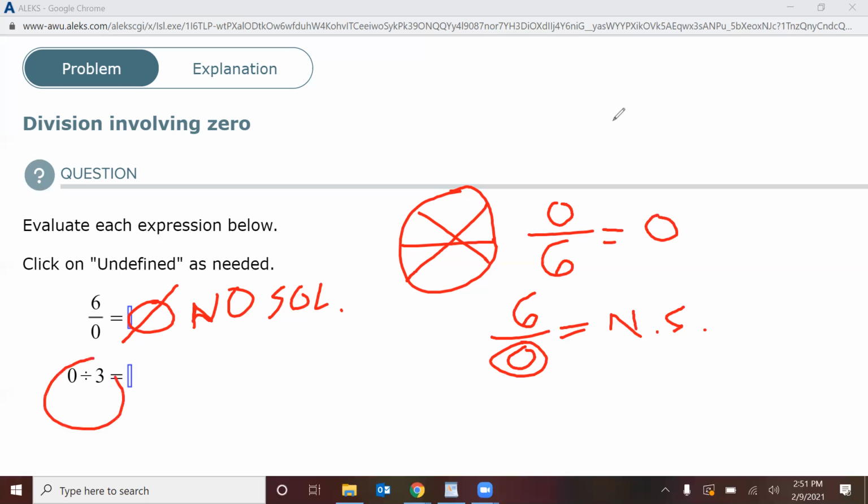Now, this second problem here is a little different. That could be rewritten as 0 over 3. You don't have to do that, but I felt like it. So in this case, we explicitly see that we are not dividing by 0. The 0 is not in the denominator. This problem is more like the 0 over 6 problem. Therefore, the answer is just 0. So when it's 0 divided by something, the answer is 0. But when you are dividing by 0, there's no solution.